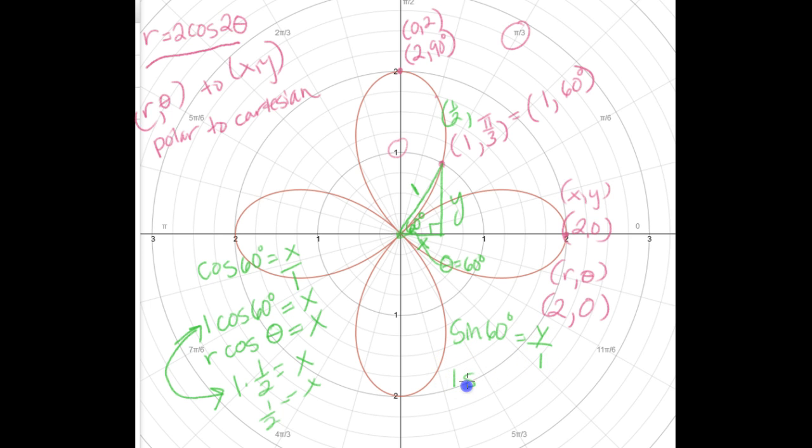So that's 1 sine of 60 equals y. And that's the general formula: 1 was r, and r sine theta is equal to your y coordinate. Isn't that cool? So that implies that y is equal to the square root of 3 over 2, because sine 60 is root 3 over 2. You can check it on your unit circle. And so now this point is 1/2, square root 3 over 2.